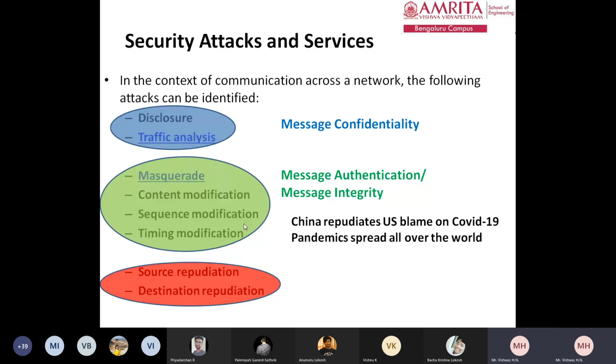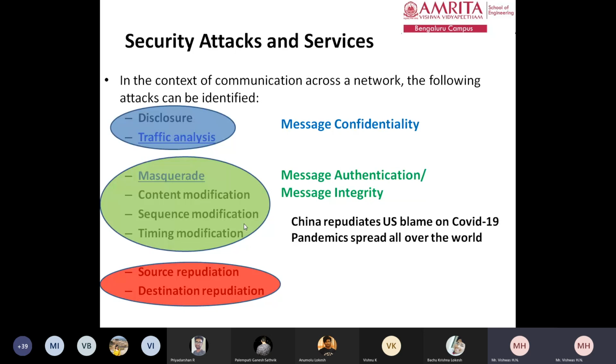And what is authentication? Masquerade. Source repudiation means somebody is doing something but somebody else is claiming it. For example, A is sending data to B but C is claiming that C has sent the data to B, or A claims that A has not sent the data to B. All of these are issues with respect to authentication. They are called repudiation. Is that clear?